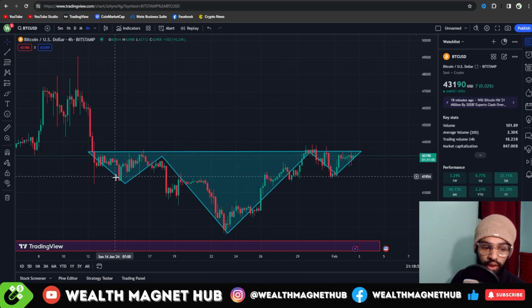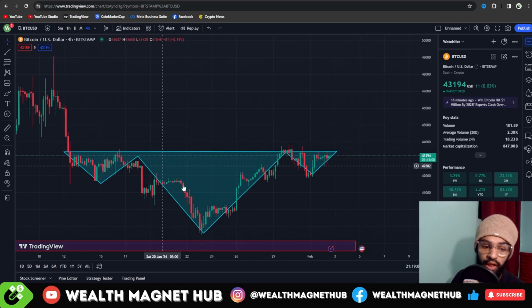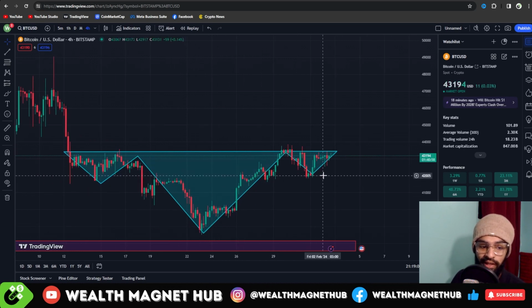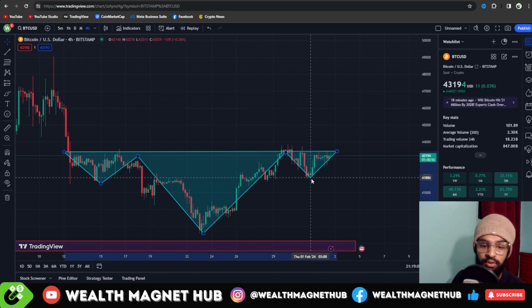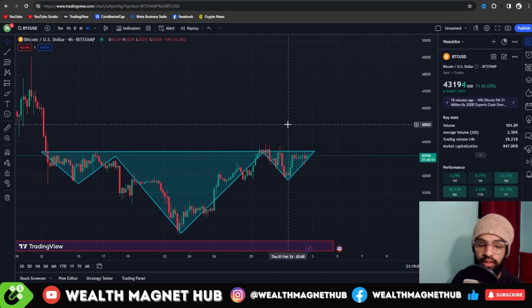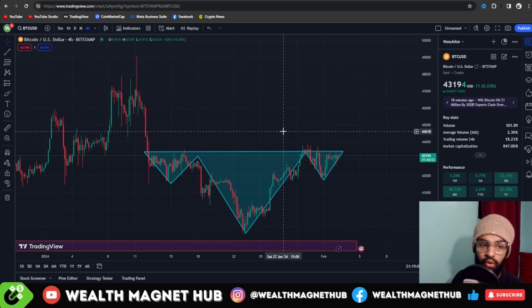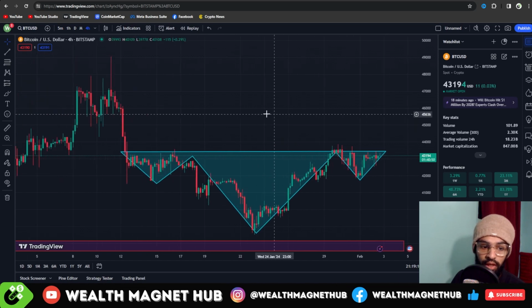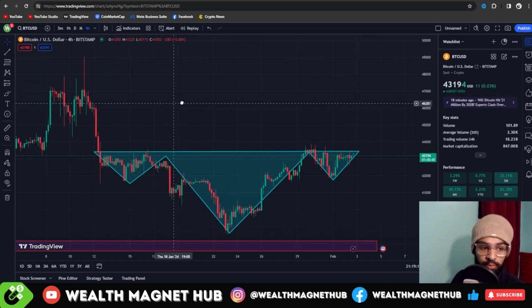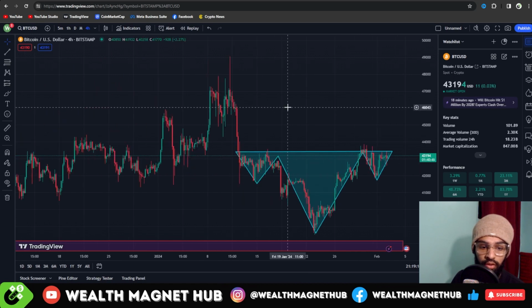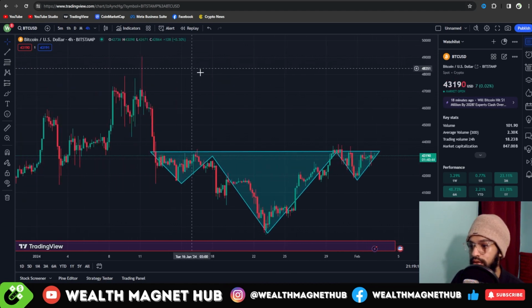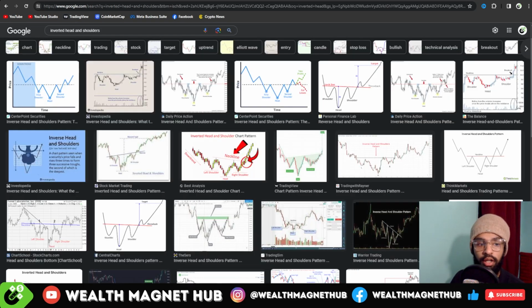So this quick rectangle is being formed, and then we have a bigger triangle being formed in the middle, and then next to it we have almost the same sized rectangle forming again. So we are seeing this on the 4-hour time frame, and this is what we can expect from the upcoming time of this pattern.